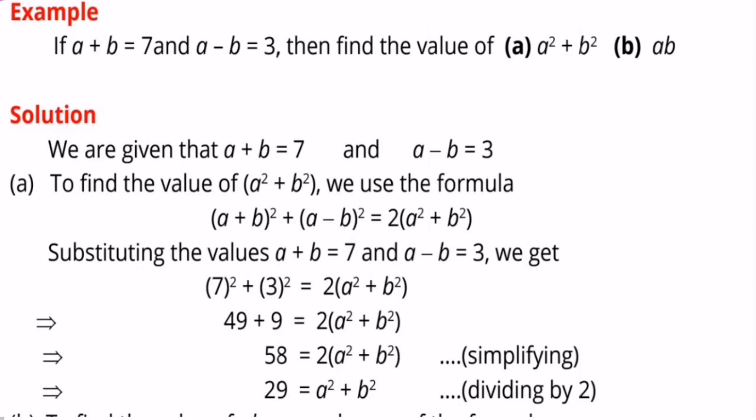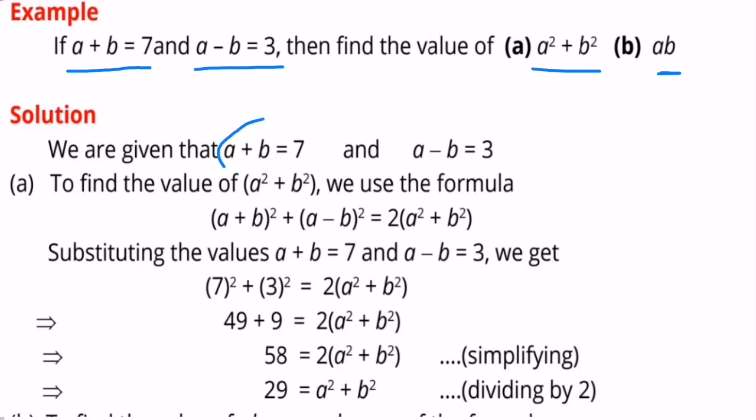In example, given that a plus b is equal to 7 and a minus b is equal to 3, then find the value of a² plus b² and ab. Solution.